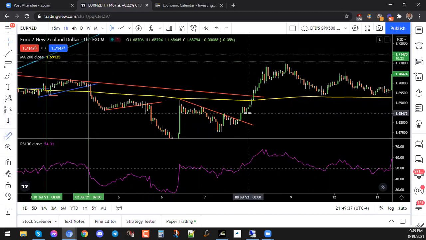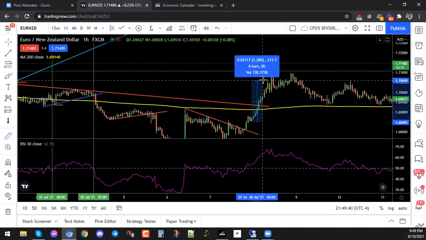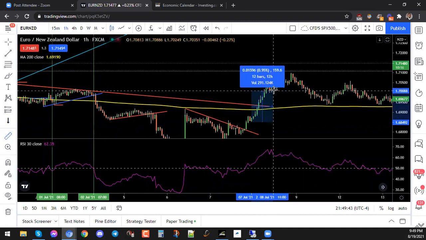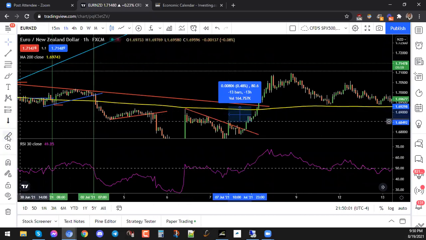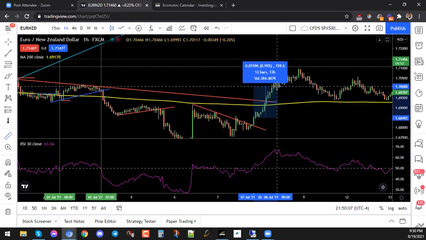Let's see how big this was. On the close of that red candle, this would have been approximately 162 pips, right? So we would have been able to make approximately 162 pips. This would have been a great trade, okay? Let's count this again from here. So this trade would have been approximately 13 hours long. So we could have had this trade for 13 hours, okay? And made approximately 161 pips.